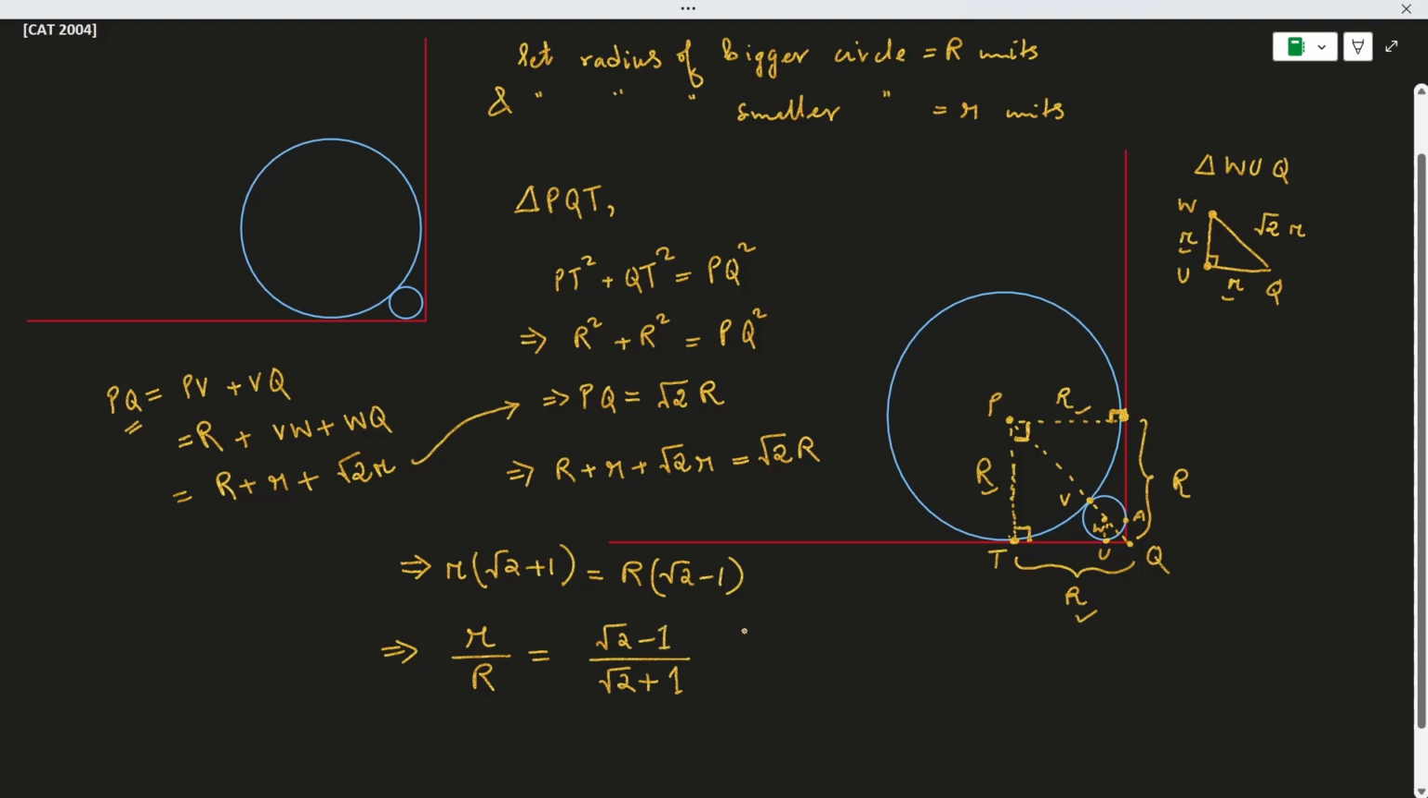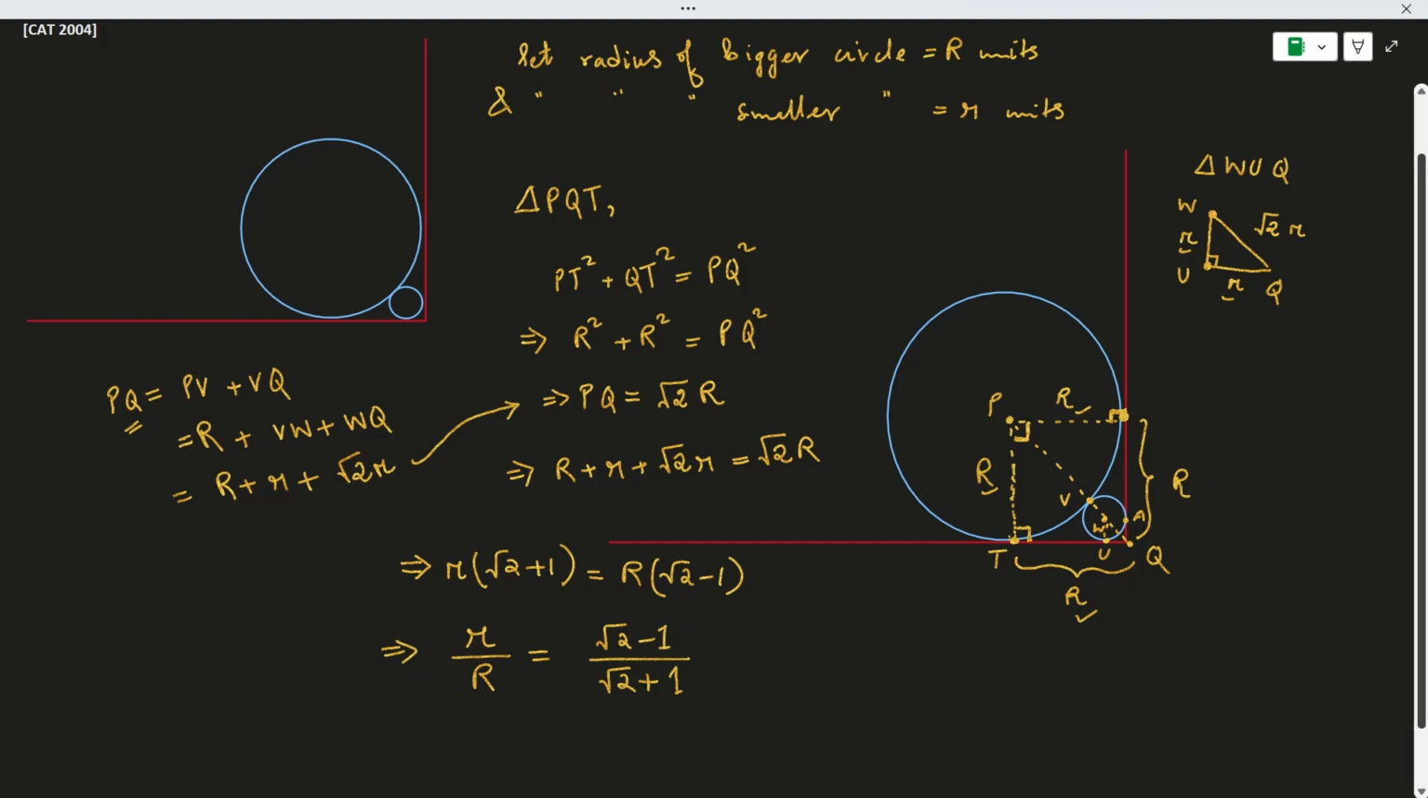Very interesting relation. Okay, small r by capital R. So you can remember this as a result. That is when two circles are placed against each other and both the two circles are touching the axis, you can say this is an axis, right? XY axis, coordinate axis basically. Then the ratio of the radius of the smaller circle to that of the bigger circle will be root 2 minus 1 by root 2 plus 1.